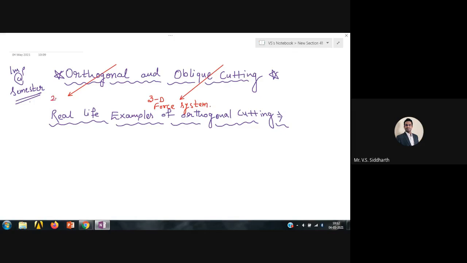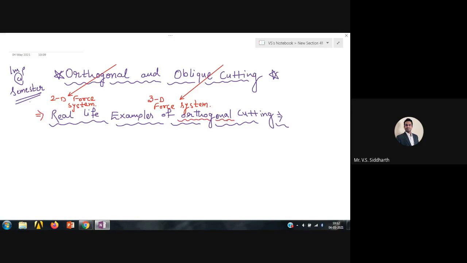And whenever we get a two-dimensional force system, we call it orthogonal cutting. Whenever the forces are in two dimensions, we call it orthogonal cutting. And whenever the forces are in three dimensions, we call it oblique cutting. Okay. Now I asked you to give me some real life examples of orthogonal cutting.